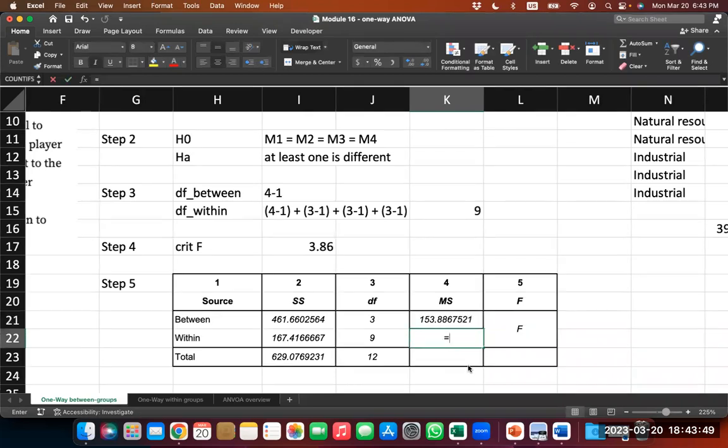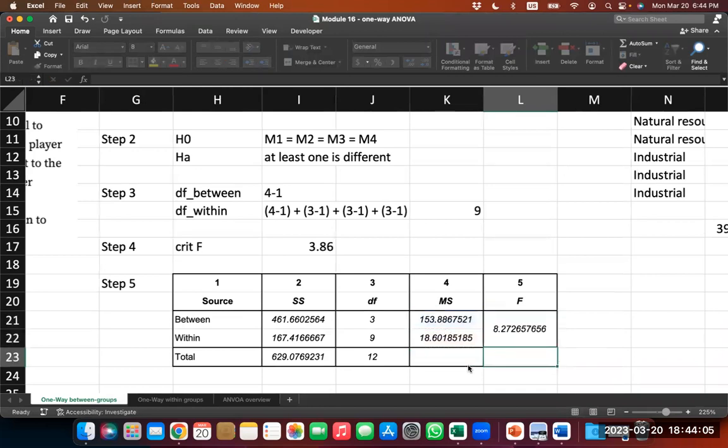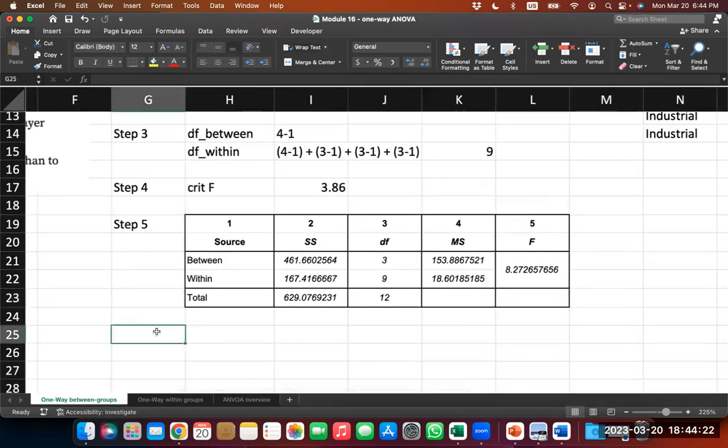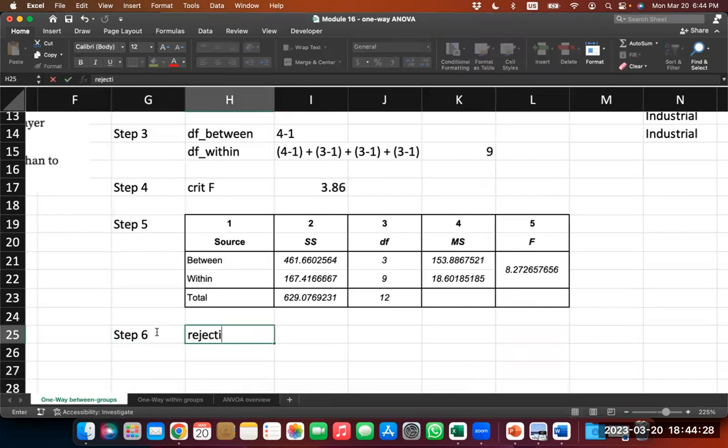The variance within is 167 divided by 9. So that gives you 153 and 18.6. Your F is now variance between divided by variance within. That gets you an F of 8.27. So now comparing an F of 8.27 and a critical F of 3.86, we are exceeding our critical F. Therefore, in step 6, we can say we're rejecting the null hypothesis.